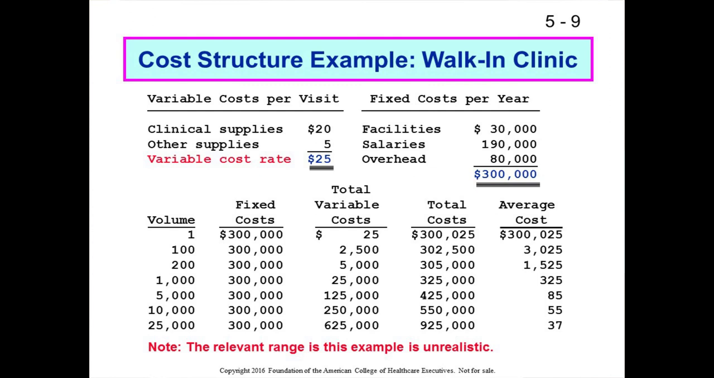If I see 1,000, it's 25,000, and so on, right? What about fixed costs? Well, let's imagine that rent and associated facilities costs are $30,000 a year. The landlord wants to be paid his or her rent whether you see one patient or 25,000 patients. The rent is the rent, right? And so in this case, the rent is $30,000. So that's a fixed cost because it's not associated with how many visits are being done by the organization, as opposed to the supplies, which are directly connected to the number of visits.